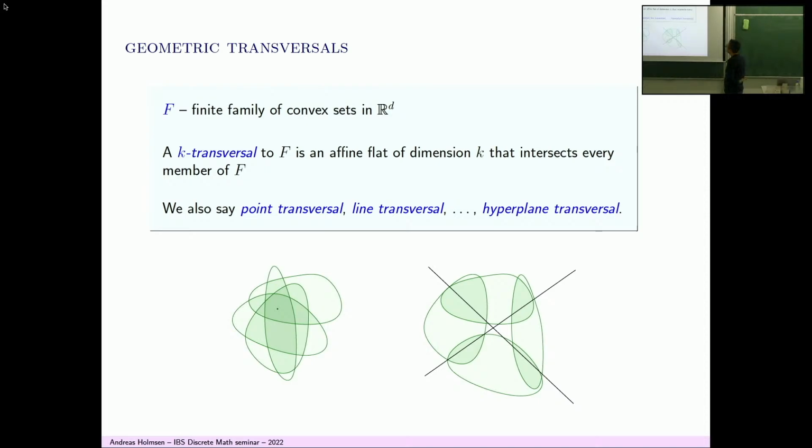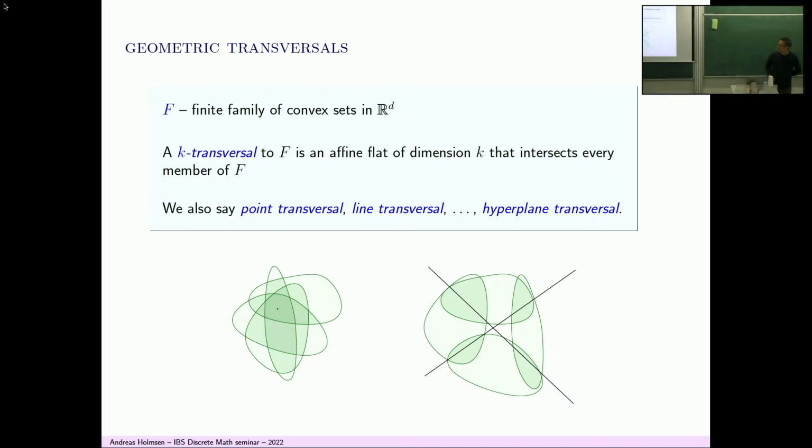And so I drew some examples here. Here are 4 convex sets, and there's a point there. That's a 0-dimensional flat, and that is a point transversal. So those 4 sets have a point transversal. And on the right figure, there are another 4 convex sets, and there's no point transversal, but there are some line transversals. There's a line here that intersects all of them, and there's a line here that intersects all of them.